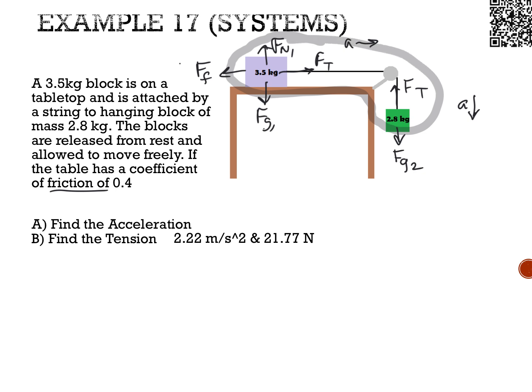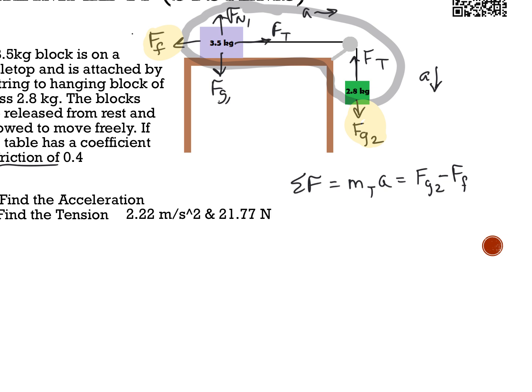So my external forces on this guy are simply going to be the force of friction this way and the force of gravity that way. So for acceleration, we know the sum of forces is going to be equal to the total mass times the acceleration of the system, equal to the force of gravity 2 minus the force of friction on 1. Okay, so those are the external forces here. Force of friction is negative because it's slowing it down. It's going opposite the acceleration there.